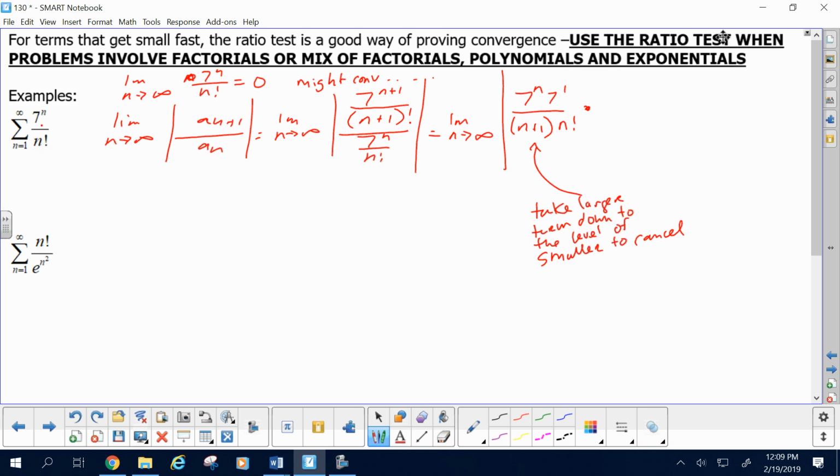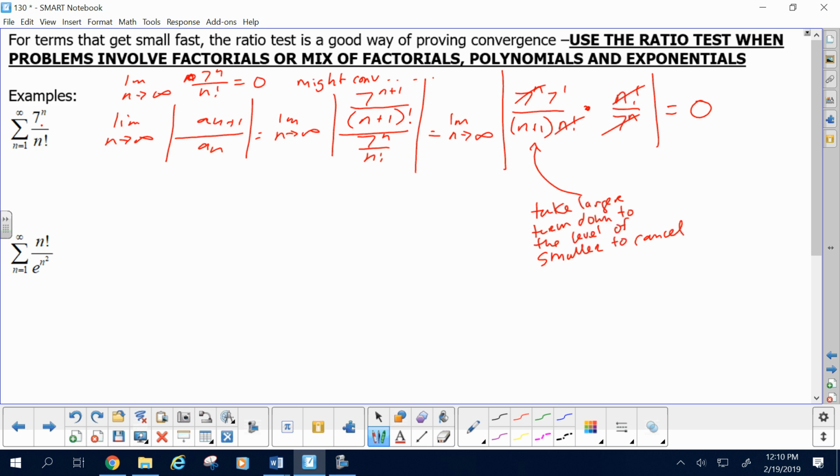Now rather than leave that denominator down here, I'm going to take it up next to it as a reciprocal, all right? So when I take this guy up, it becomes n factorial over 7 to the n. You see where I'm coming from. Dividing by a fraction is times the reciprocal of the denominator. As n goes to infinity, what does 7 over n plus 1 approach?